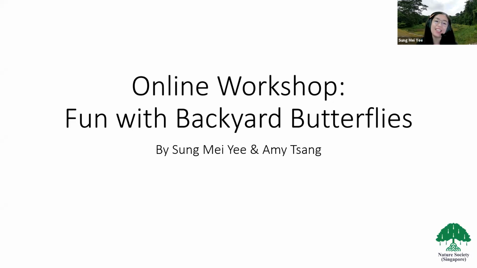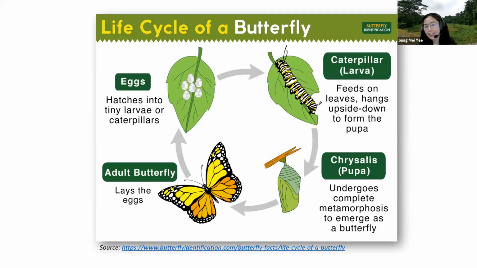I am here today to tell you more about the backyard butterflies. Before we go into how to identify butterflies, it's good to know about their life cycle, especially for those of you who have not learned about it in school. All butterflies, regardless of species, go through 4 different stages in their life. The first is the egg, followed by the larva stage, where they are a caterpillar, the pupa stage, where they are a chrysalis, and finally the adult butterfly.